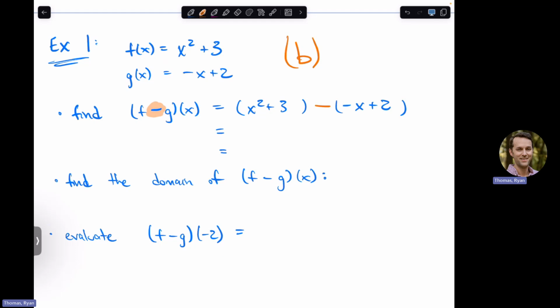Okay, so x squared plus 3. First set of parentheses really isn't doing anything, right? Minus negative x plus 2. What happens there? Plus x minus 2. And combining like terms, what do you get? Okay, x squared plus x plus 1.